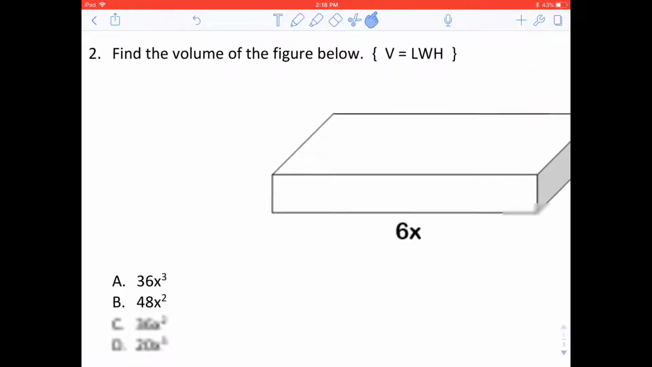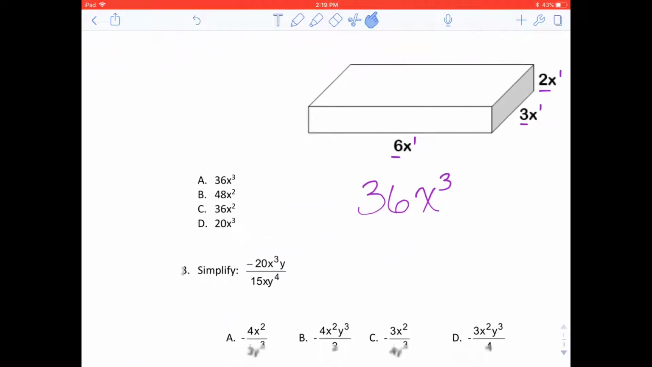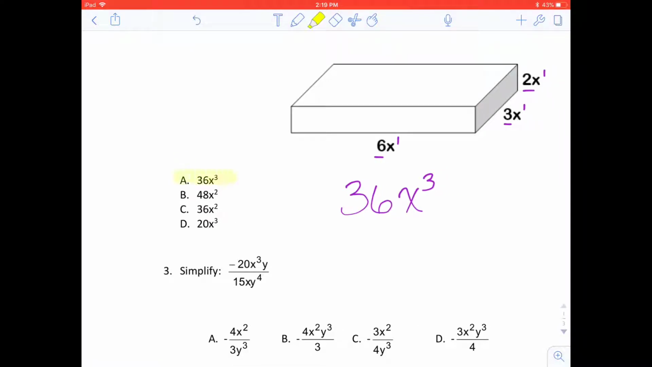Question 2 is asking you to find the volume of the figure below. Volume is length times width times height. So we could just do what is 6 times 3 times 2. Well, 6 times 3 is 18. 18 times 2 is 36. And remember, when we multiply with exponents, we're actually adding them. x to the first times x to the first times x to the first is x to the third. And so our answer is A.